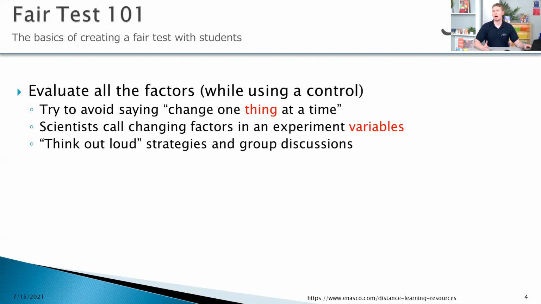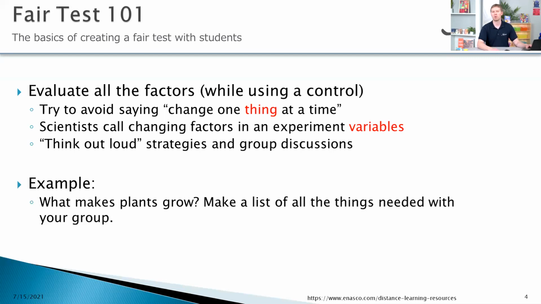So oftentimes think-out-loud strategies and group discussions around this help, because I know a lot of students struggle with this area. I've been on the science fair committee before. I've actually graded projects, and one of the biggest things that they struggle with is identifying those variables, whether it's independent or dependent. Usually control is pretty consistent. It's just those independent and dependent variables that are difficult for them to grasp. So think-out-loud strategies and group discussions definitely help with this.